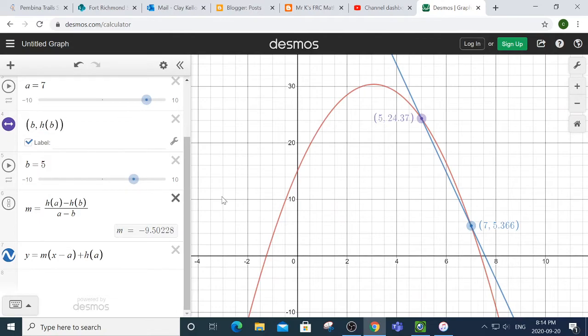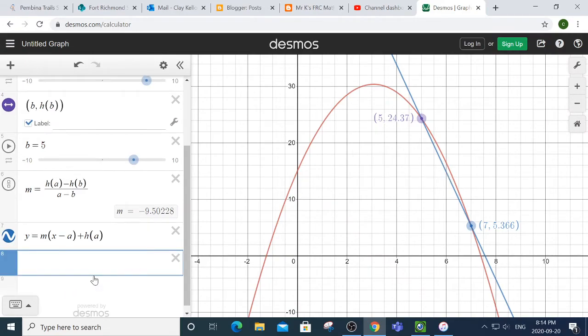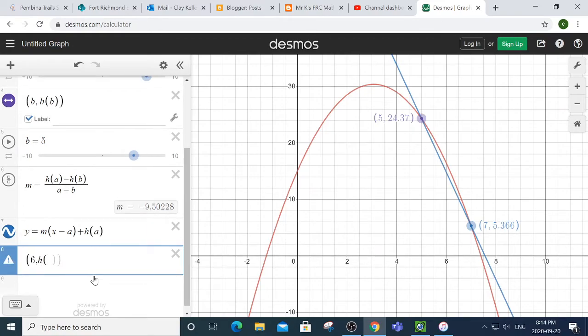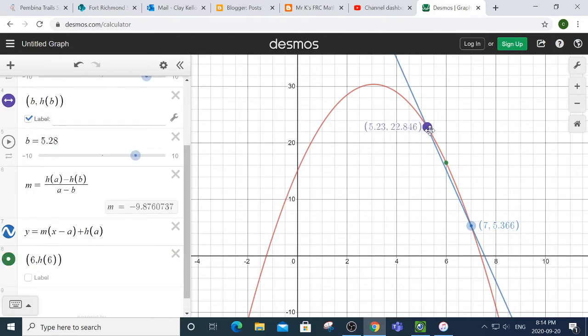But what we can do to make this even more accurate is shrink how close these points are to each other. So we want to know the slope at the point, here I'll even put the point on there. I'll put the point 6 comma h of 6. And there we go. That green dot represents the point I want to know the slope at. Watch what happens to the slope as I get closer and closer.